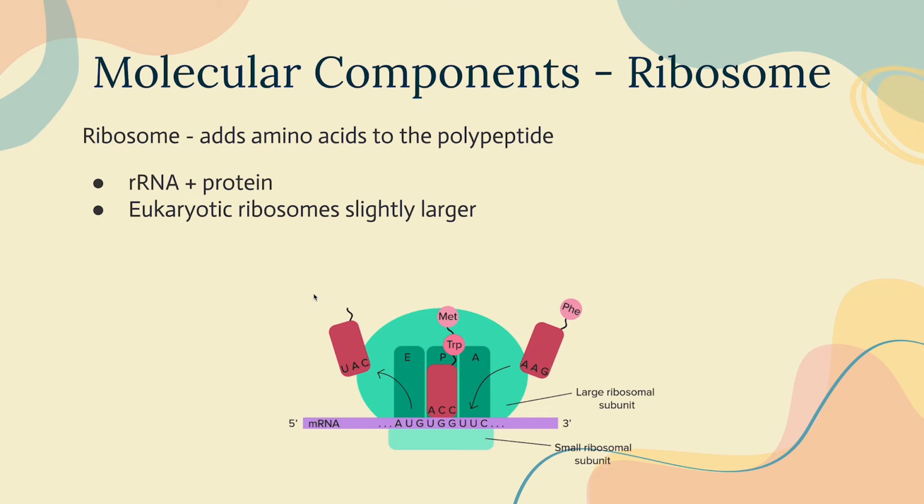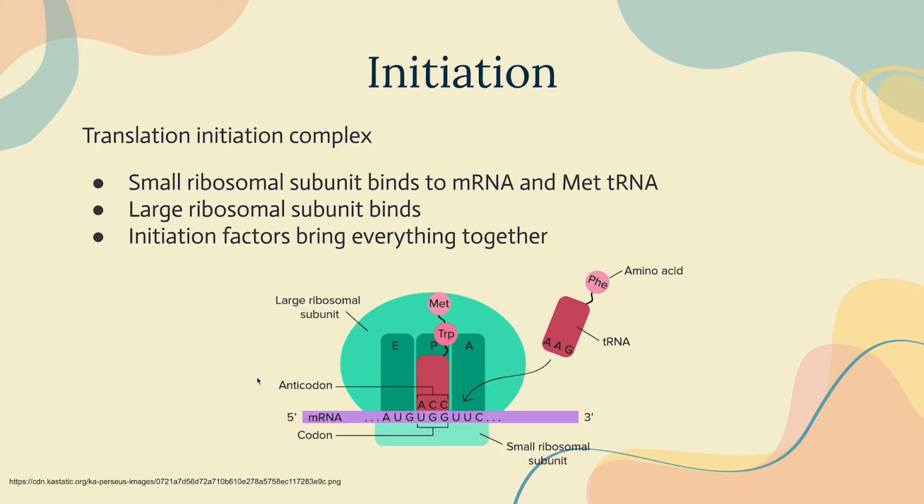Okay, and then a second molecular component is the ribosome. This is what adds amino acids to the polypeptide. And it's also made of RNA and protein. Eukaryotic ribosomes are slightly larger than prokaryotic ones. And yeah, it's got two subunits, the small ribosomal subunit and the large ribosomal subunit.